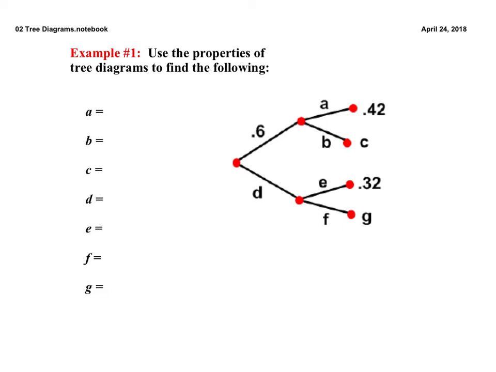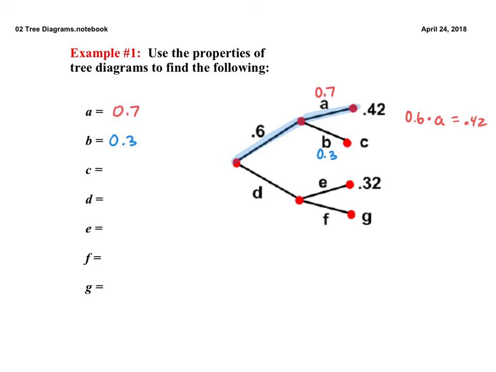Okay, so the way that we would get A, for example, is that this path, as we multiply 0.6 and A, we get 0.42. So in other words, 0.6 times A is equal to 0.42. And so if I take 0.42 and divide by 0.6, I get 0.7. And so A is 0.7. And again, you could do it the other way: 0.6 times 0.7 is 0.42. That's the probability of that path. Now when we look at B, since A and B must sum up to 1, that means B is 0.3.